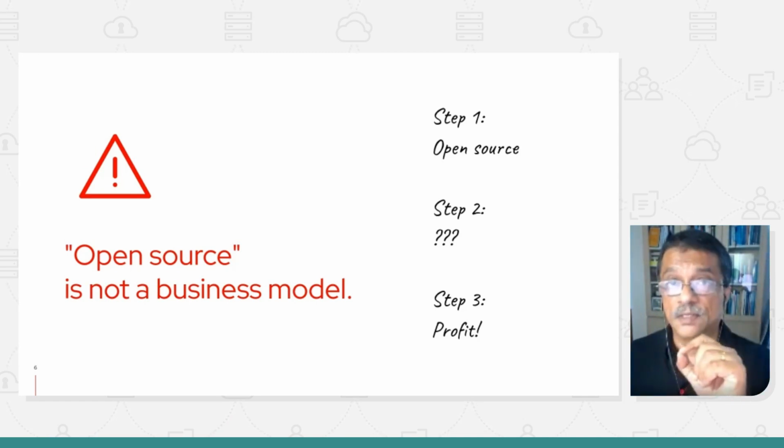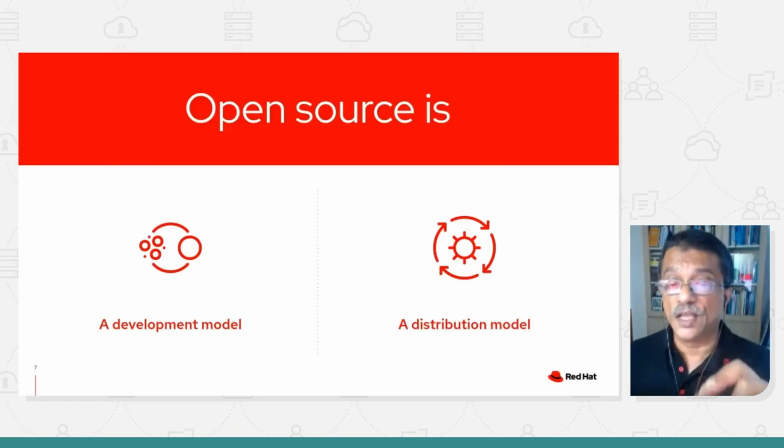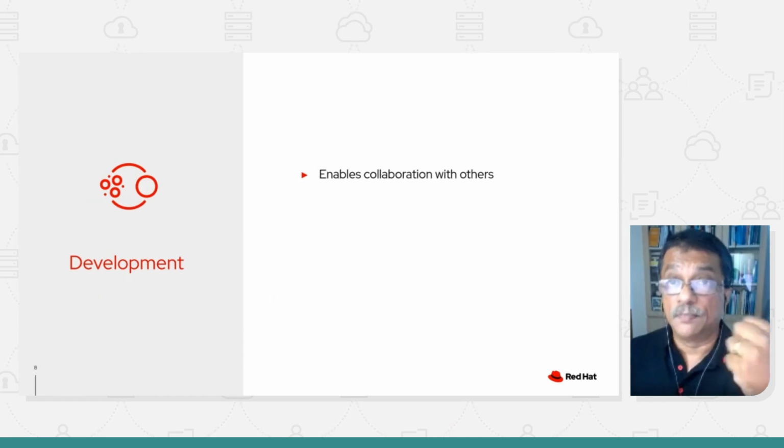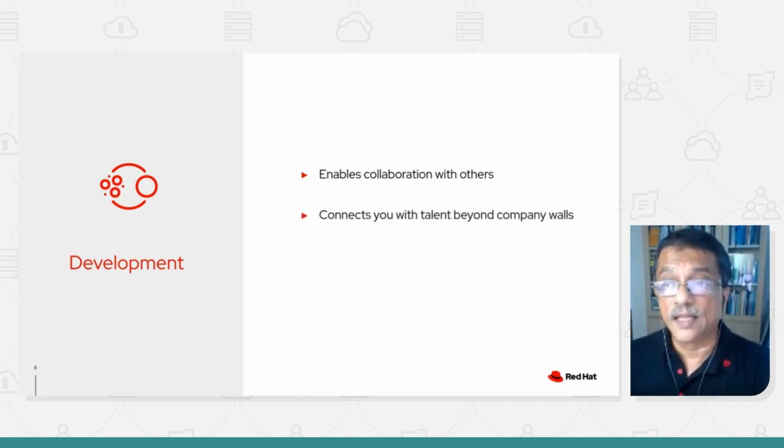the business model. Open source is essentially a development model and also a distribution model. I repeat, open source is a development model and also a distribution model. So what does the development here mean? It enables collaboration with others. Remember the open source projects that you can work with the community? That's exactly what you can do. You can enable collaboration with others. You connect with the talents outside the organization.